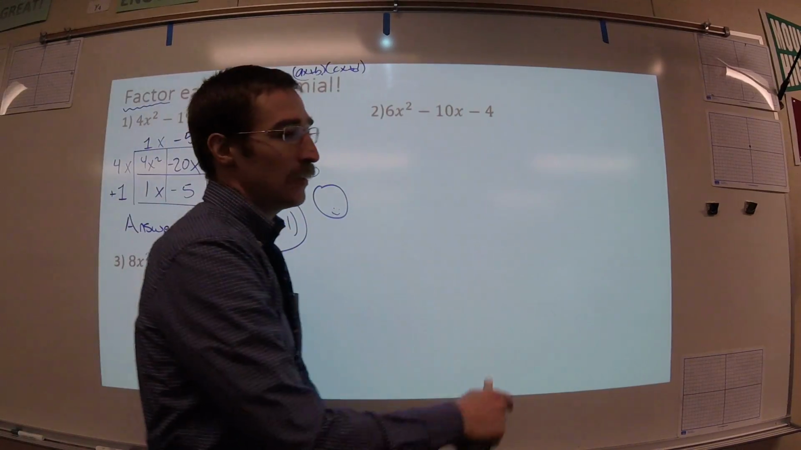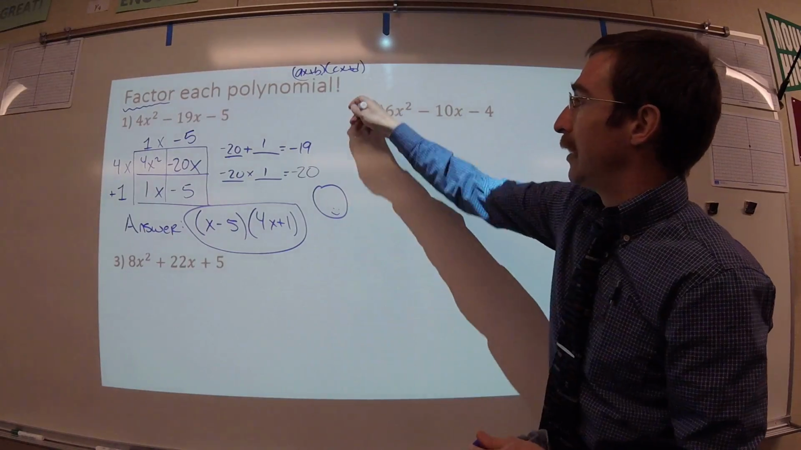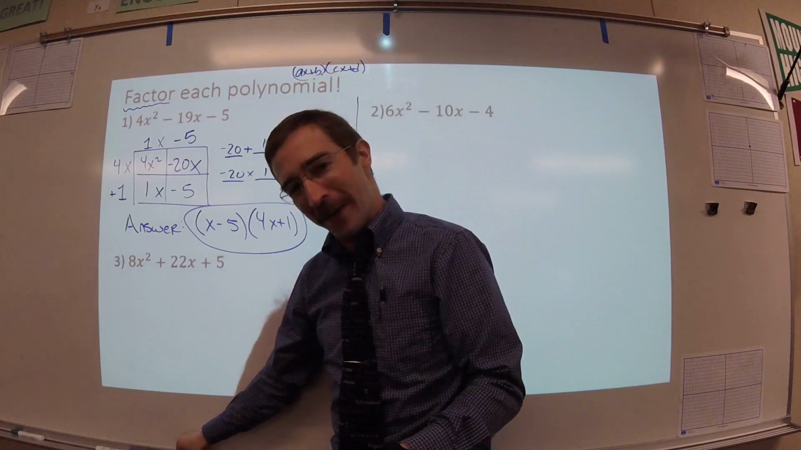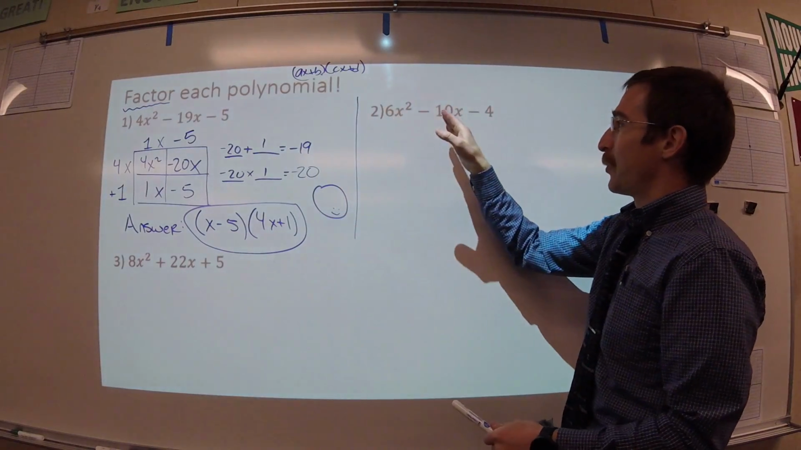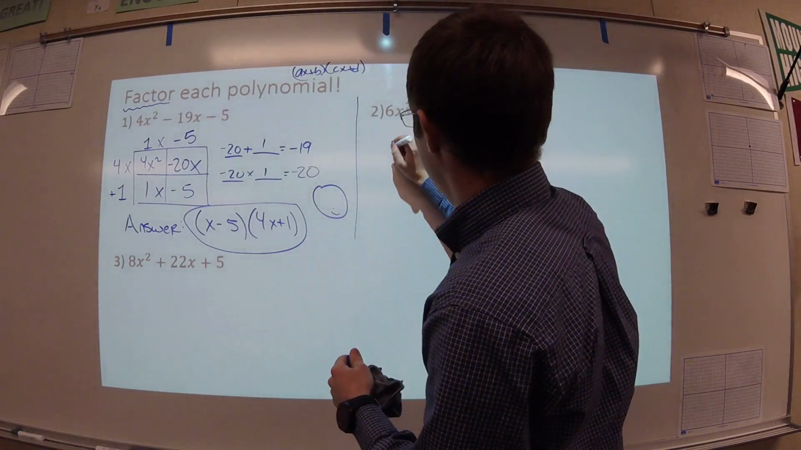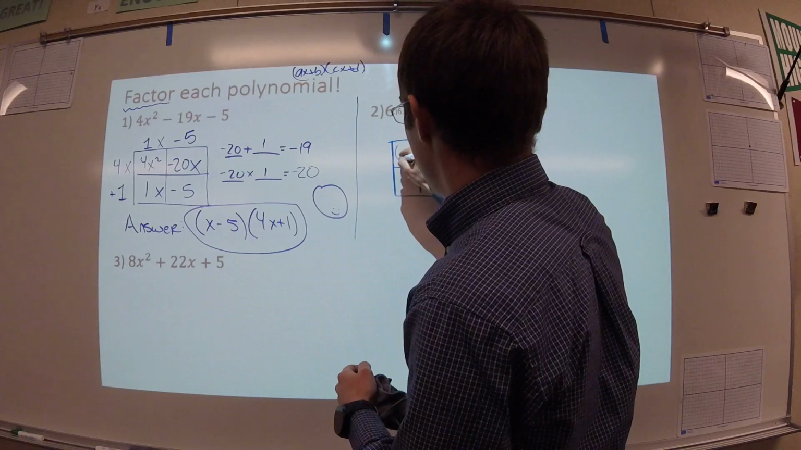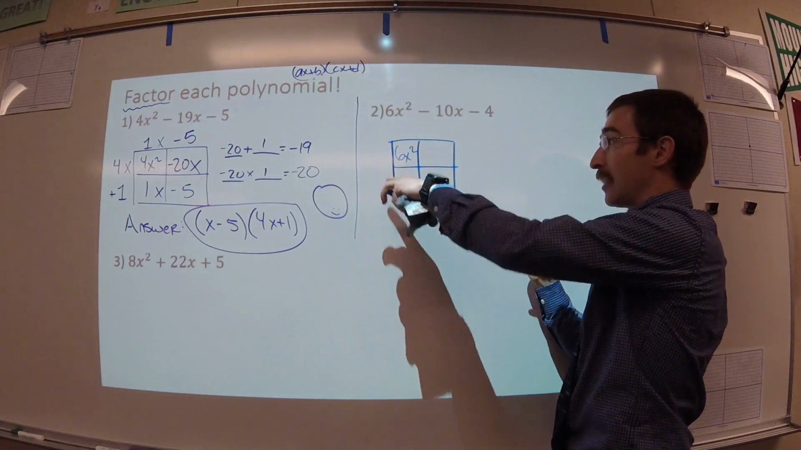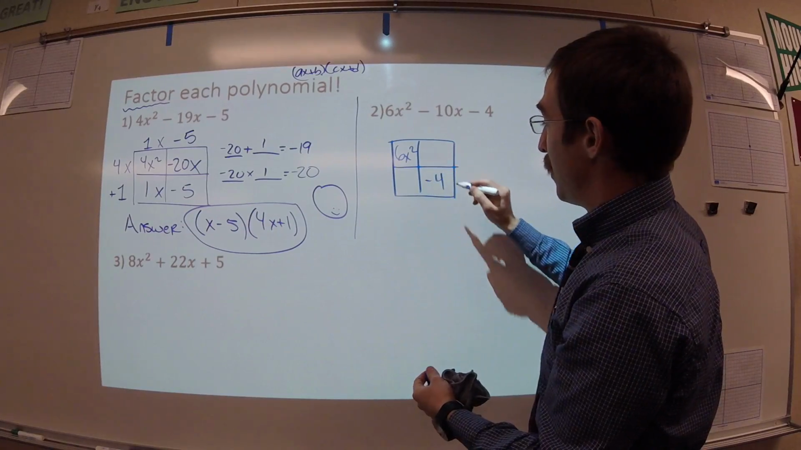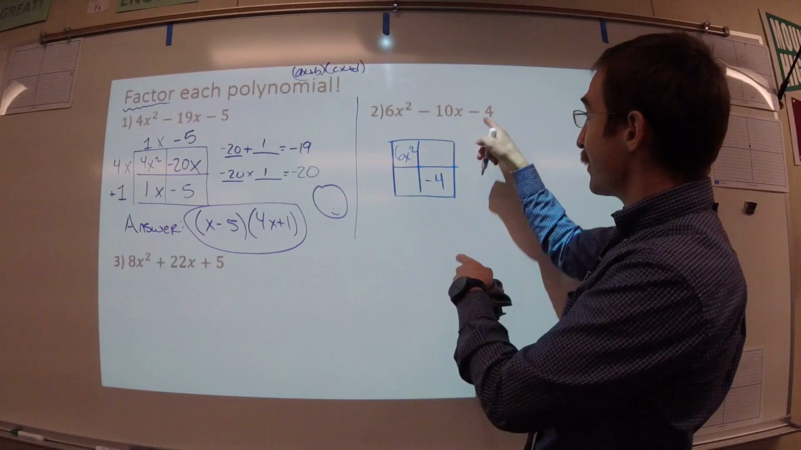Awesome. Let's do a couple more examples just to get the strategy down, and then that'll be it. Let's switch colors too, because that's fun. Here we go: 6x squared minus 10x minus 4. Step 1: draw your area model. Throw the 6x squared in the top left. We're going to put the minus 4 in the bottom right. The constant goes in the bottom right. Don't forget that it's a negative.